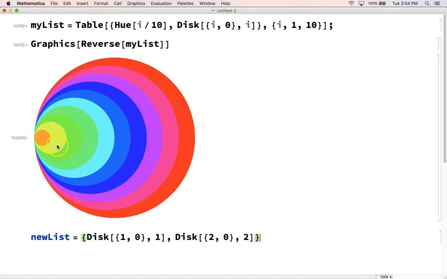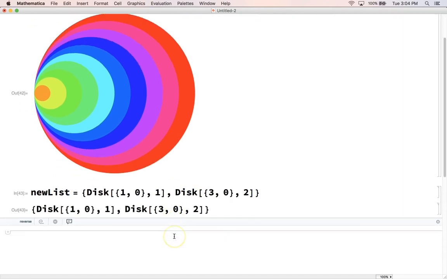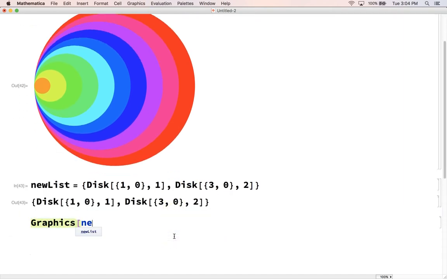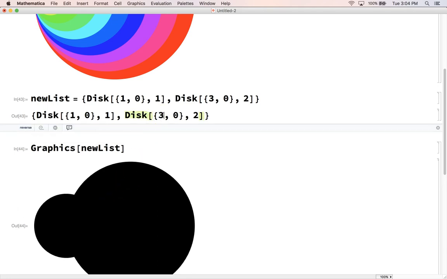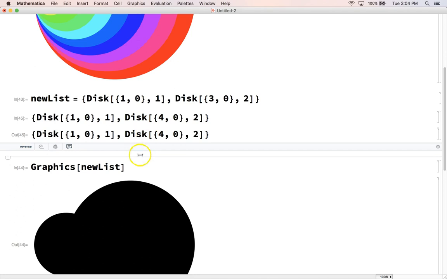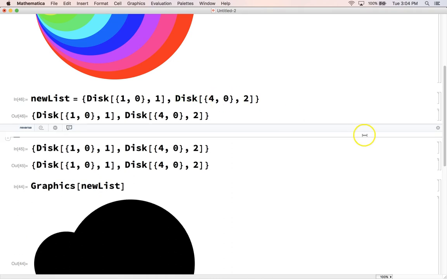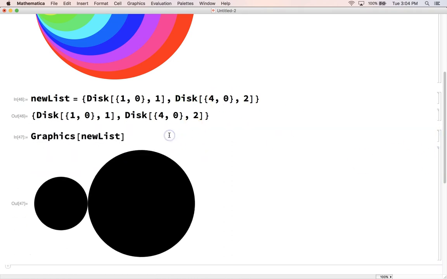Okay, well, we've seen up here that that doesn't work. Here's the {2, 0} point, radius 2, so going back to 0. So that doesn't quite work. Let's try center at {3, 0}. Okay, and let's draw it. So Graphics, newList. So that's still not quite right. Let's try increasing the x-coordinate by one more. So I did it in the wrong place. Let me do it up here. There, that's perfect.